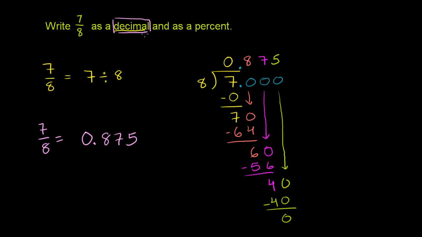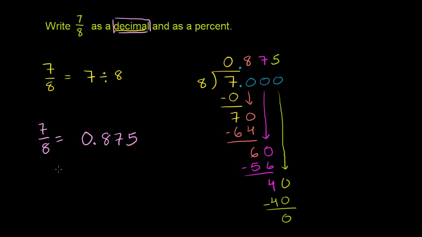Now, we've done the decimal part. Now, the next thing is to do a percent. And if you have it as a decimal, doing it as a percent is very easy. You literally shift the decimal place 2 to the right, and you put a percent sign there. And I think it makes sense why it works, because now you're going to say how many per 100. You could view this as 875 thousandths. Or you could view this as a fraction.